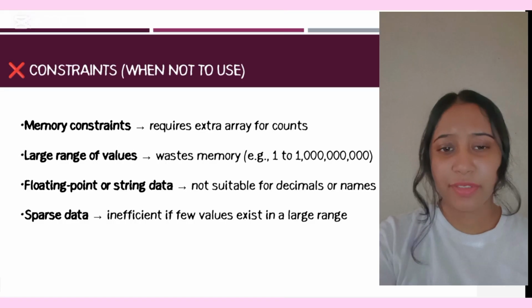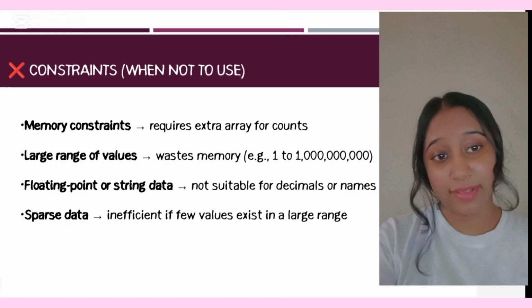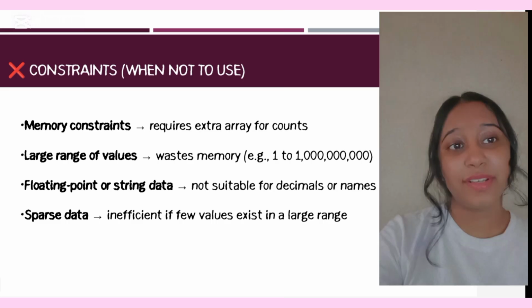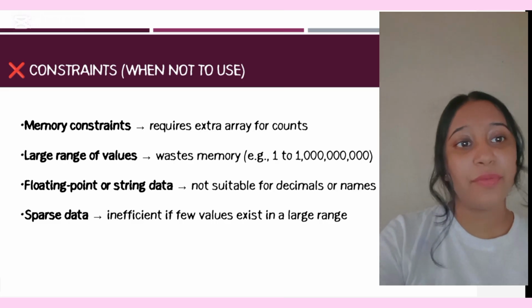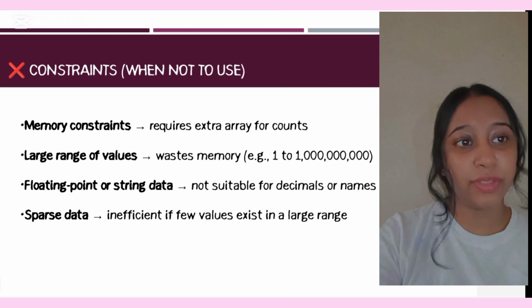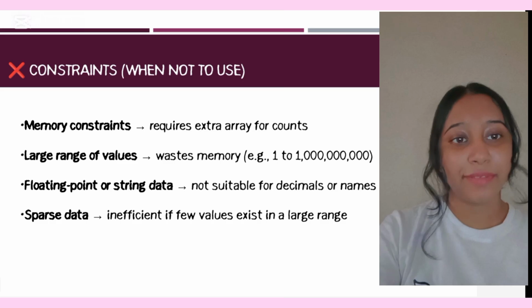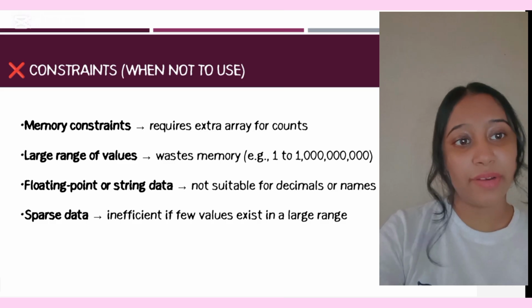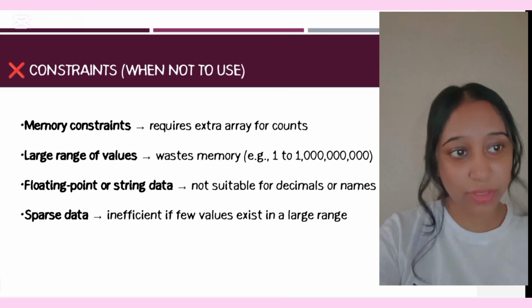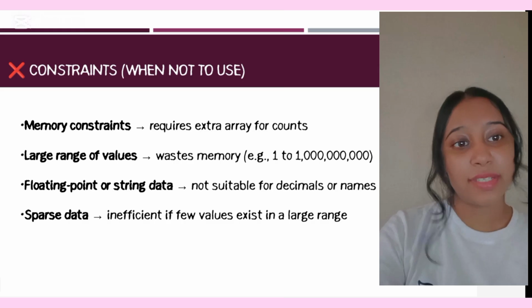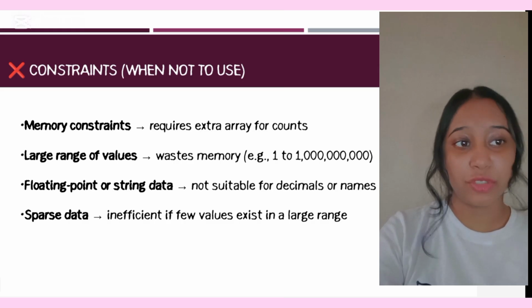When counting sort should not be used, the constraints. The first one is a large range of values. If the maximum value is very large, counting sort wastes memory. In this case, comparison-based sorting algorithms are better. The second one is memory constraint. Counting sort requires extra memory for the count array. If memory is limited, counting sort may not be suitable.